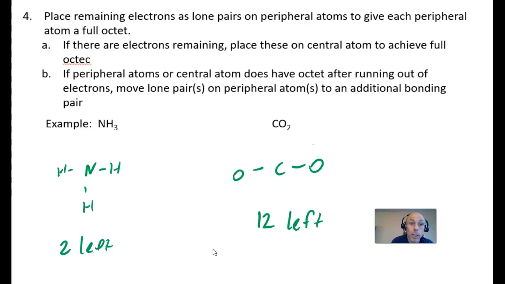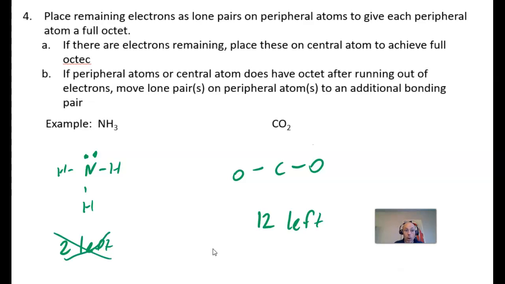So then it says if there's electrons remaining, place these on the central atom to achieve a full octet. Well, there are 2 electrons left over to draw. The outside atoms can't have any, so I now draw these 2 electrons as a lone pair on the central atom. I have no choice but to put them there. And in so doing, I've run out of electrons.